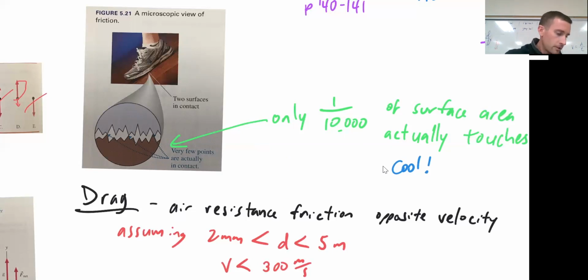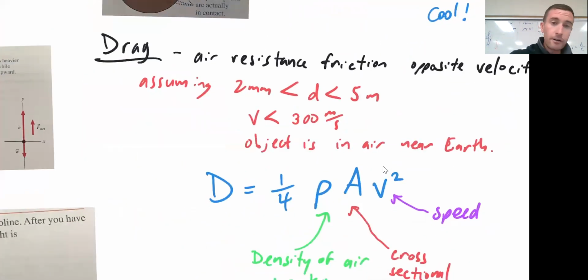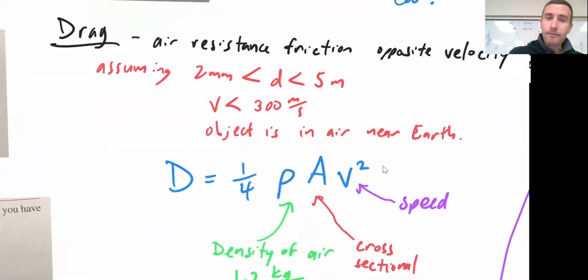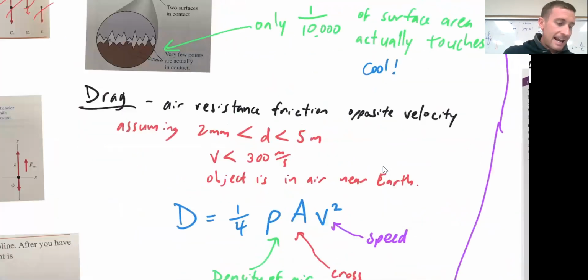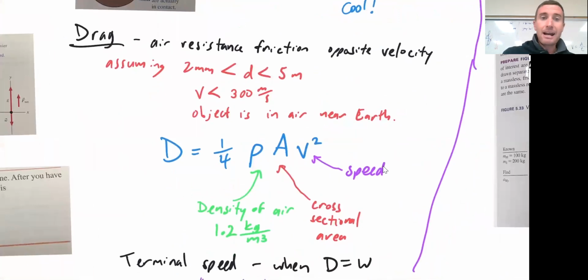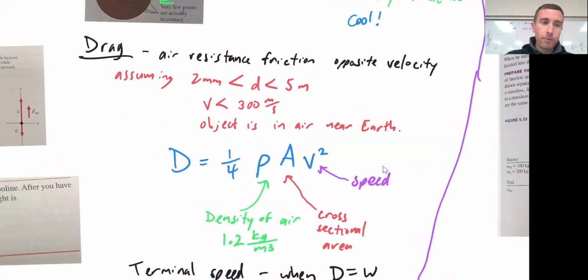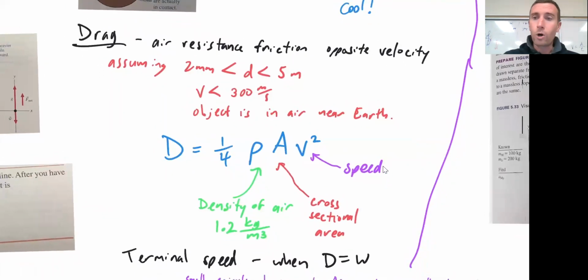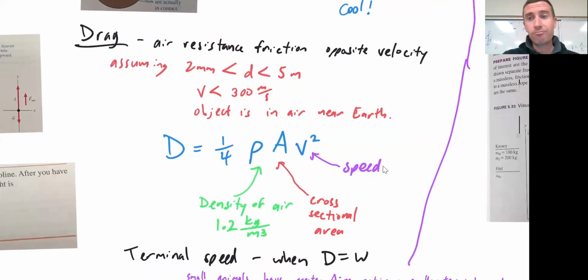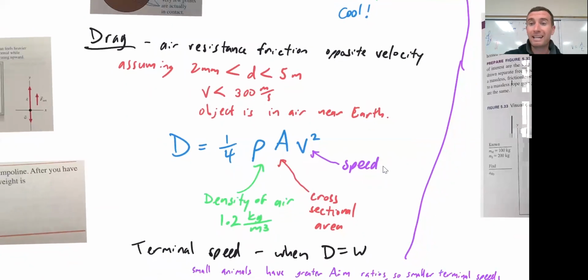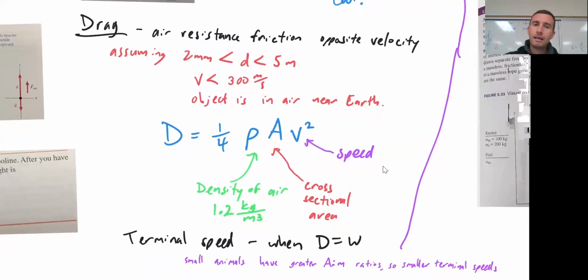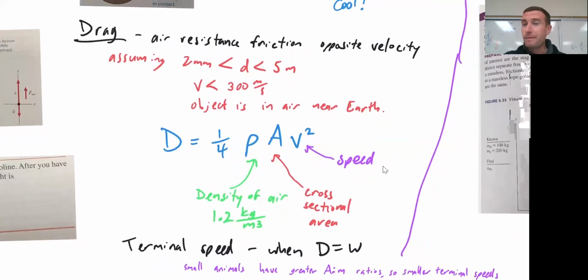All right, so another form of friction is drag. Drag is air resistance, and it's air resistance friction. So it always acts opposite velocity. Remember that friction works against the direction of motion. So the air resistance will work against the direction of velocity. And we can calculate drag if we make a few assumptions.